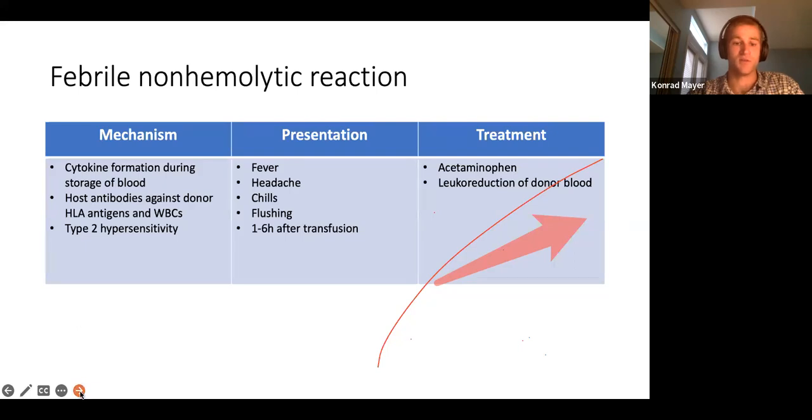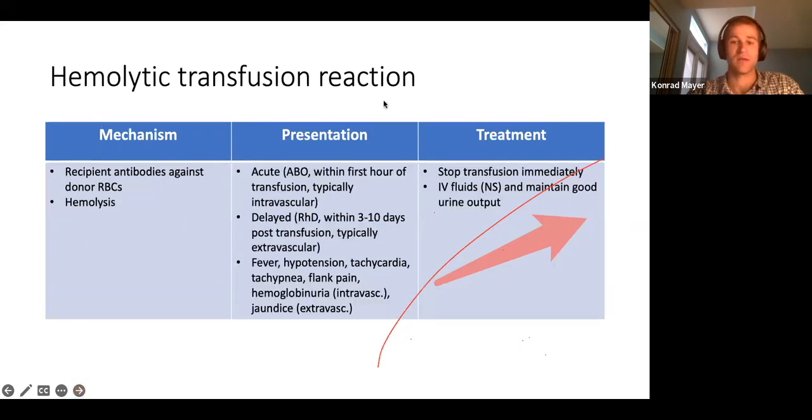Let me move on to the big one, hemolytic transfusion reaction. So this is when the recipient has antibodies against the donor red blood cells. And this is the one that is very preventable by following strict pre-transfusion safety measures, including correct typing of the blood of donor and recipient, and confirmation through a bedside test right before blood transfusion administration.